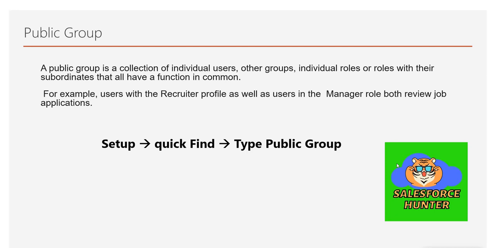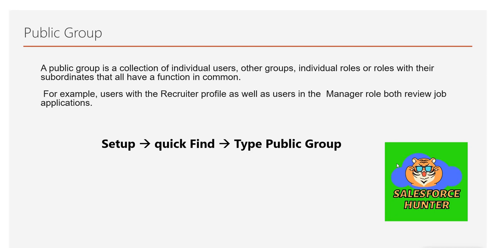Now let's take an example. Users with the recruiter profile, as well as users in the manager role, both review job applications. Since both are reviewing the same thing, we could create a public group of reviewers and add both of them. So the public group is nothing but simply a collection of users or roles.